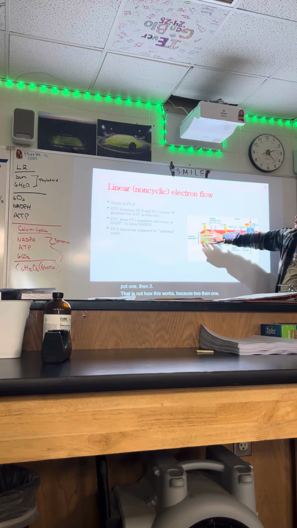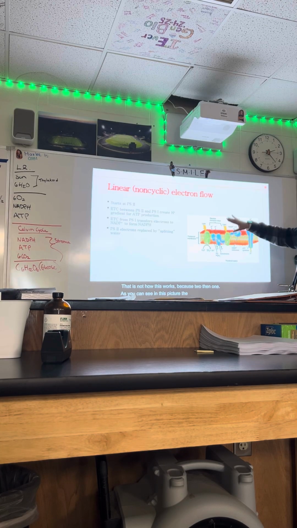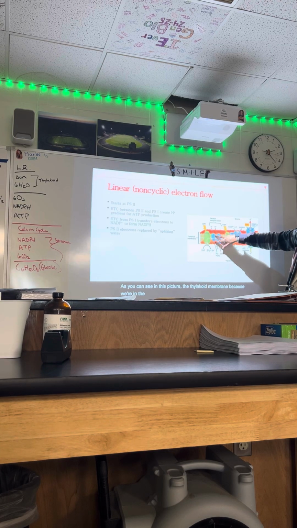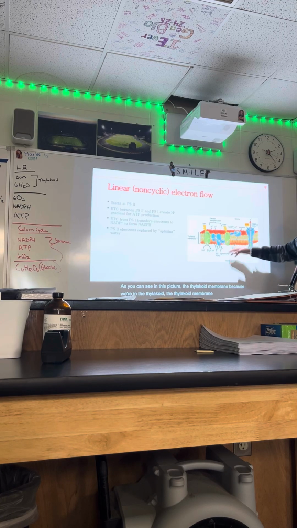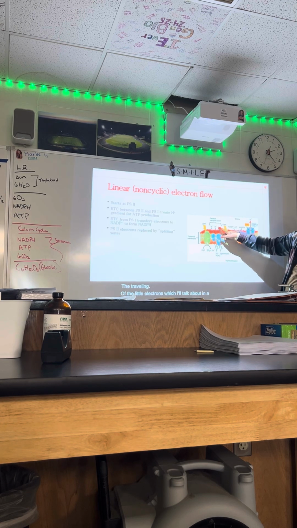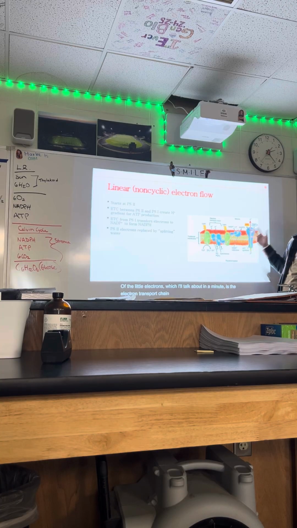As you can see in this picture, the thylakoid membrane, because we're in the thylakoid membrane, is a phospholipid bilayer, so it has proteins embedded in it, and things can diffuse across its surface. So that's ultimately what we're talking about. The traveling of the little electrons, which I'll talk about in a minute, is the electron transport chain. So just so you kind of understand what I'm about to reference.